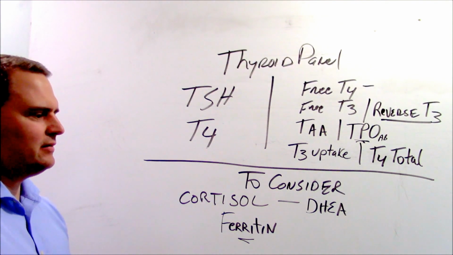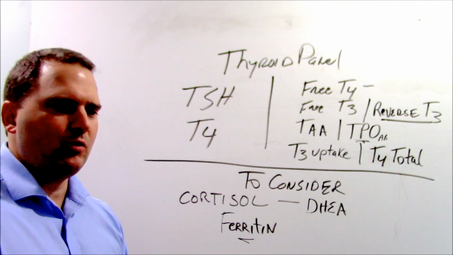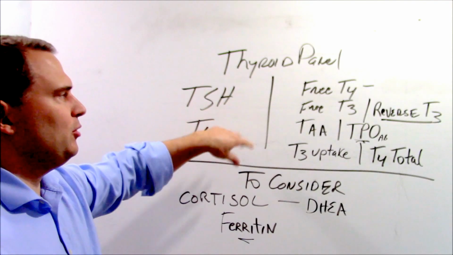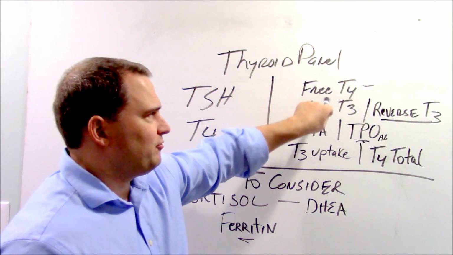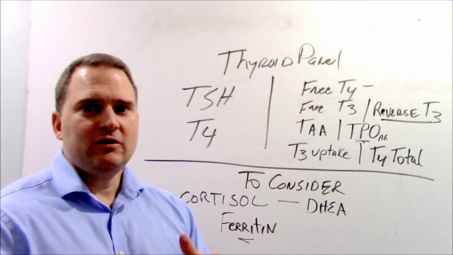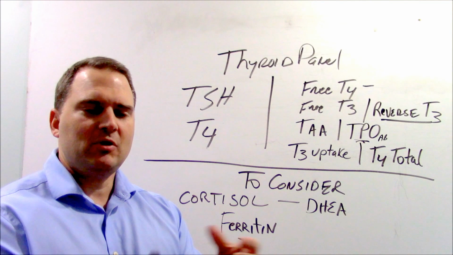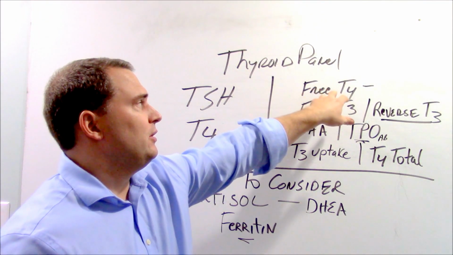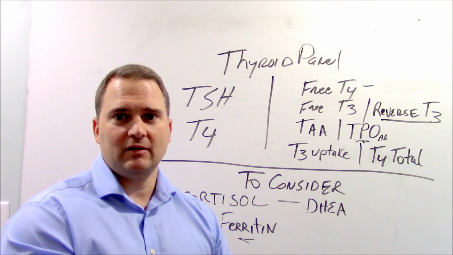But if you've already been told that your thyroid is normal, or you just don't feel well and you got these tests and they're both normal, here's some other things you need to consider. One of the first ones is called free T4. Free T4 is basically a marker that says how much thyroid T4, thyroxine, is floating around in your blood that's not attached to the binding globulin.